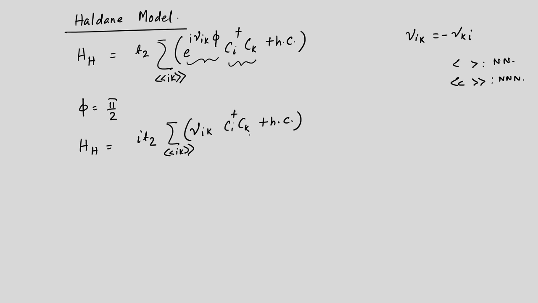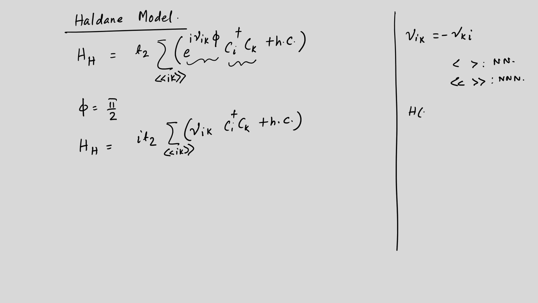This means that an electron or a particle is annihilated at k, that is site index k, and it's been created at i, which means that there is a hopping that has taken place, or there is a transfer of that particle or the electron. Okay, so this is the Haldane Hamiltonian, and we'll do a Fourier transform of that just to make sure that we are not forgetting the total Hamiltonian.